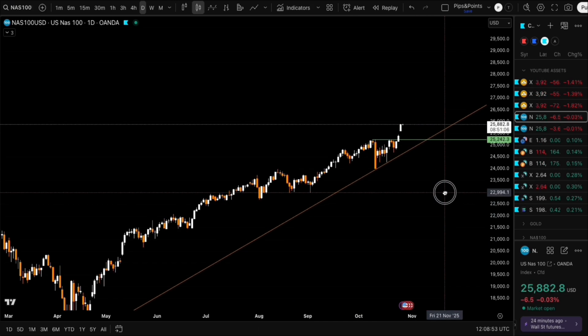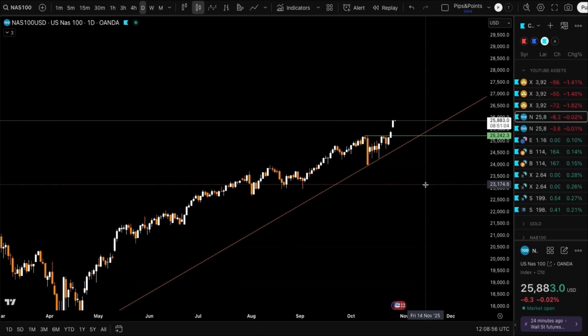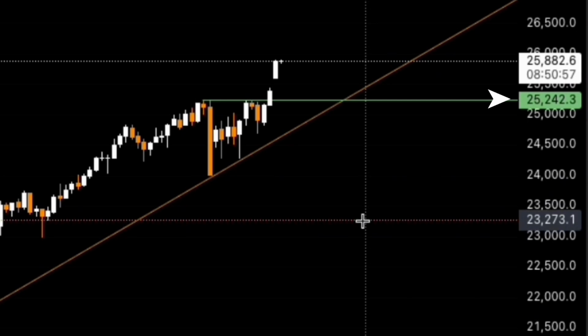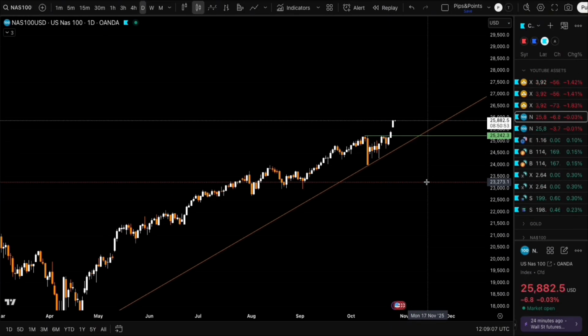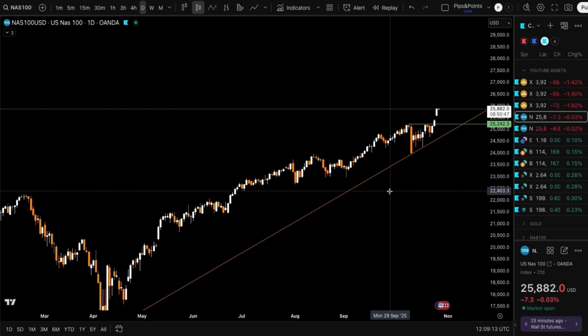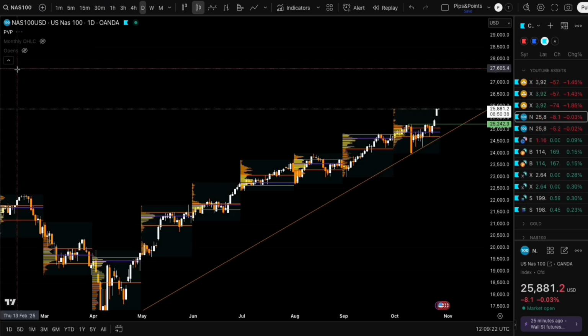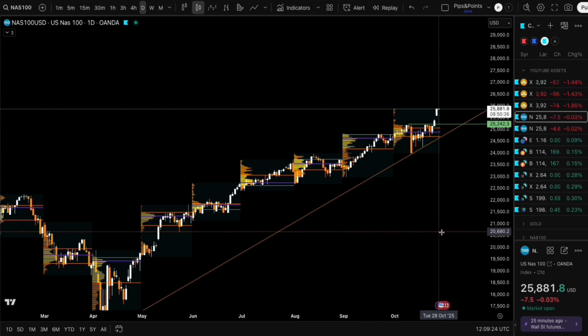So now that we have that here, we can see that a pullback to 25,242 is an area where we want to keep an eye on things, okay? Especially if the trend line gets broken, then we may consider putting in some sells. However, the next part of this is where we bring in the volume profile. So this is going to be the periodic volume profile, otherwise known as PVP, right? So we're going to drop that on here.